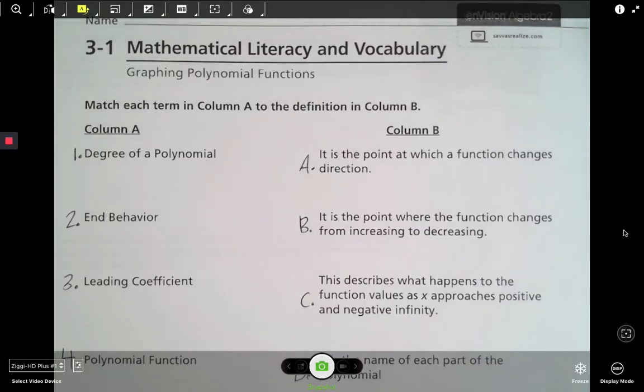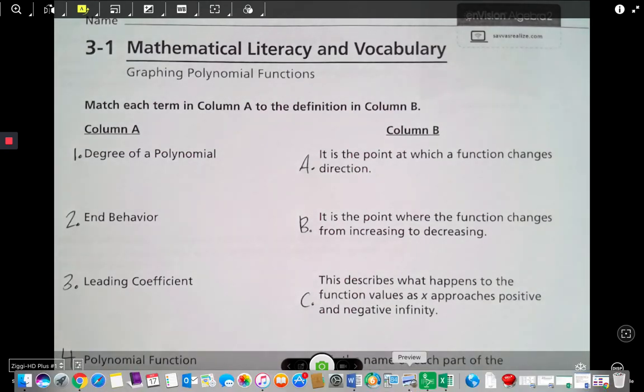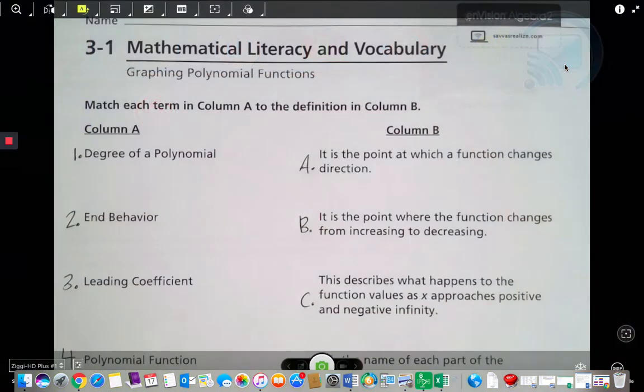Alright guys, we are starting a new chapter today. Chapter 3 is on polynomial functions, and our first lesson is just on graphing polynomial functions. So basically what we're going to do is look at the different characteristics of a polynomial graph or a polynomial function.